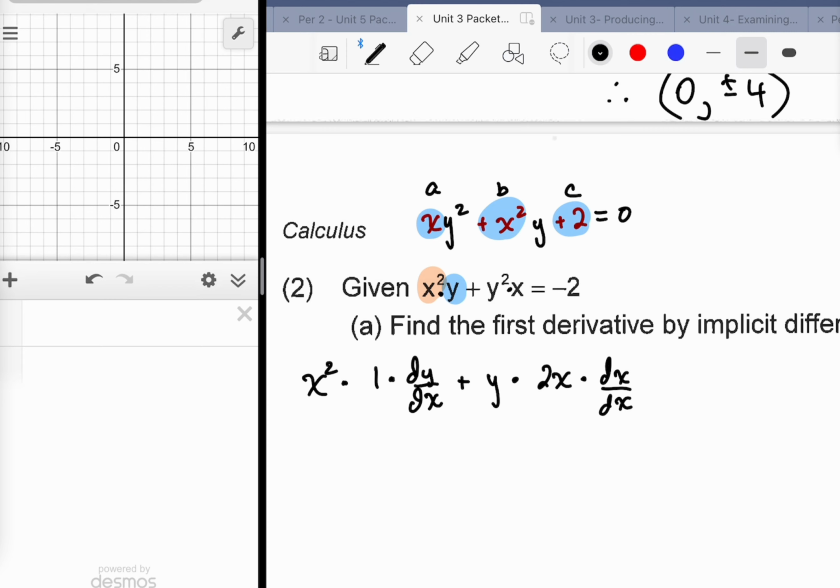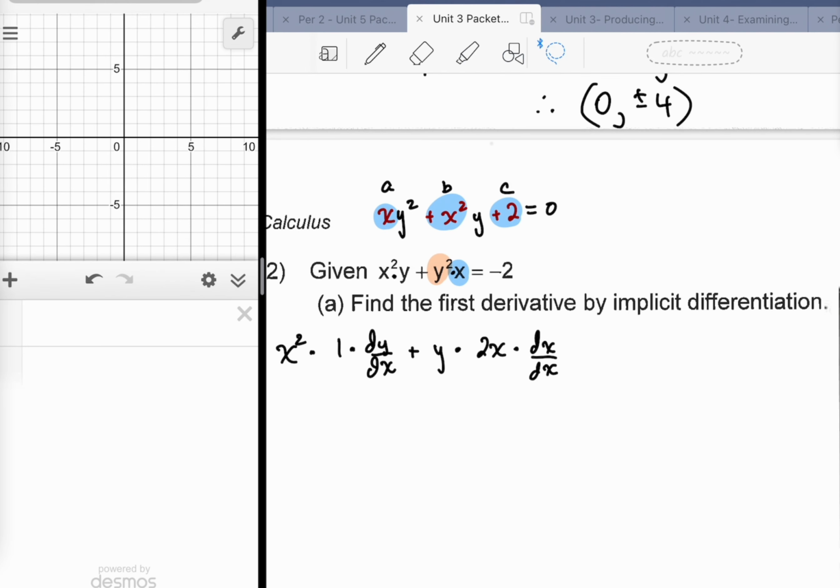All right, then we move on to the second set of factors and do the first times the derivative of the second plus the second times the derivative of the first all over again. All right, so this is a fairly lengthy one, but we still follow the process and still get it done. So we have the plus built into the equation. First is y squared times the derivative of the second.